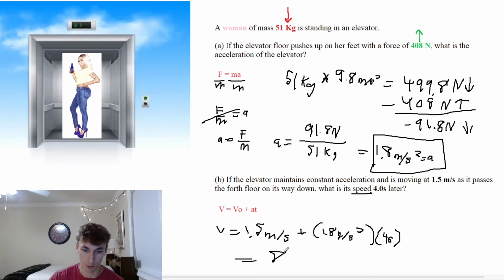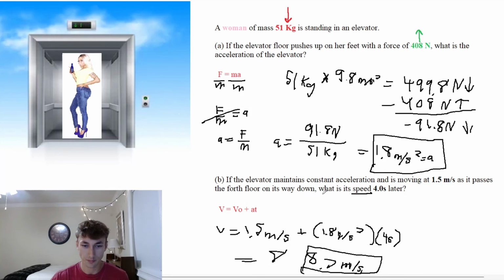8.7 meters per second. And that is how it's done. So the woman is falling down at 8.7 meters per second. I'm glad we figured that out. So that is how you solve this problem. Thank you and goodbye.